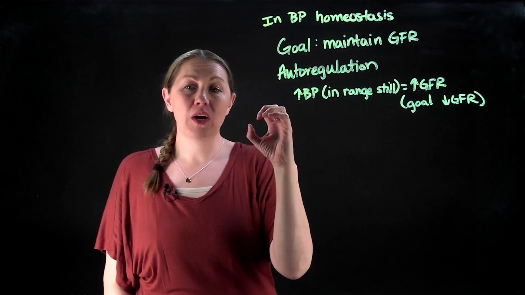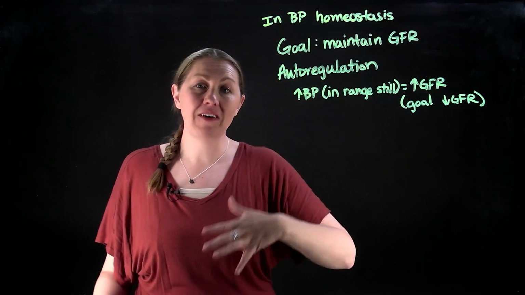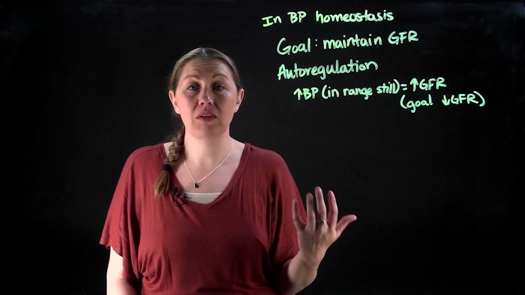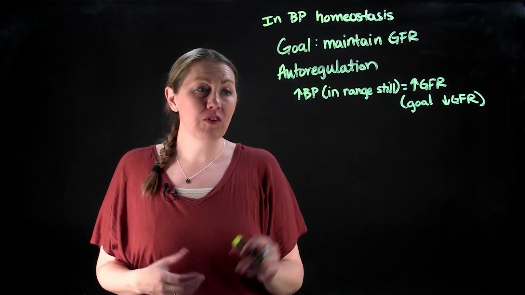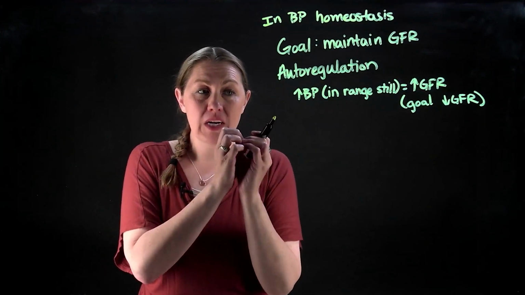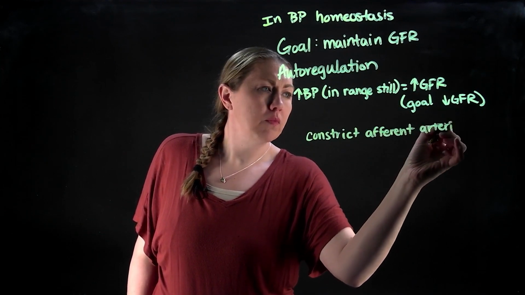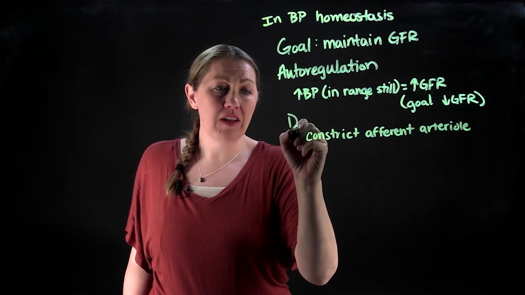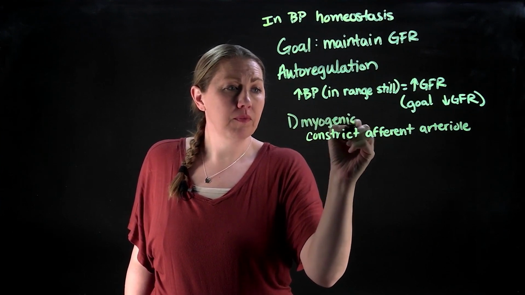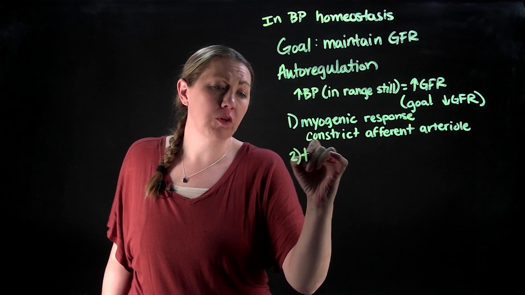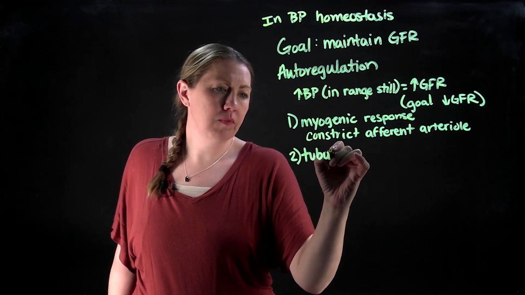So we're going to constrict the afferent arteriole, having less coming into the glomerulus, meaning less is available for making that sample. So that's your first step, is that you can constrict the afferent arteriole. This is muscle responding. So what we call that is the myogenic response. If that by itself isn't enough, then you can kick in step 2, the tubulo-glomerular feedback mechanism.